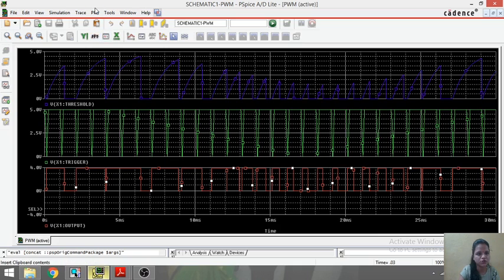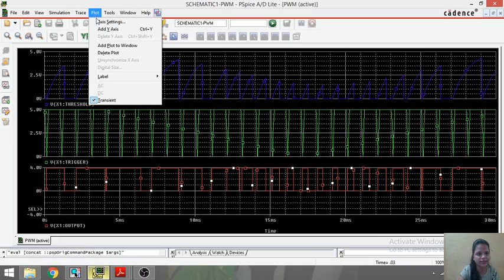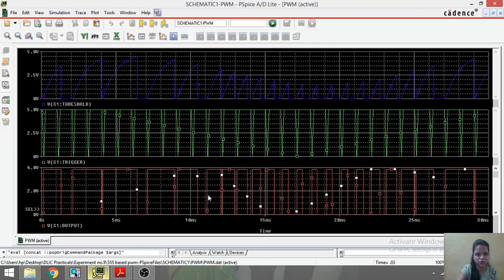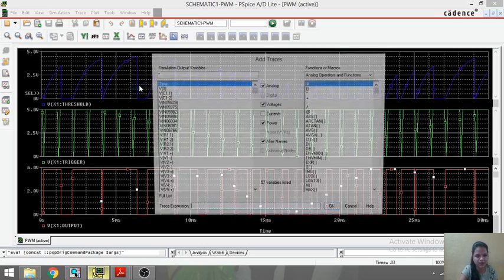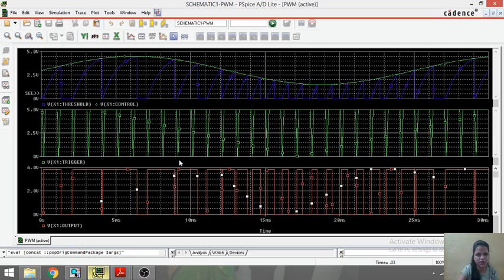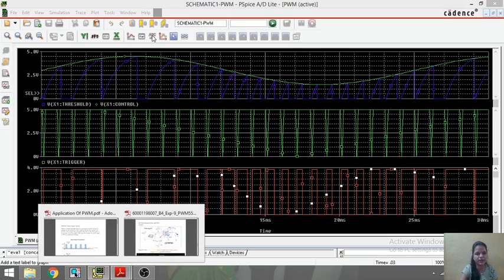So for showing this, go to here, axis setting, go to y axis, user defined and start this from 0 to see it perfectly. So here you can see it. So to see the modulating signal, add trace and modulating is the control voltage. Here is the modulating signal, here is the capacitor voltage, here is the trigger and here is the output of the PWM wave. So you can give the labels also by clicking here.